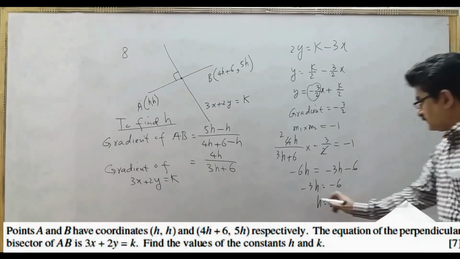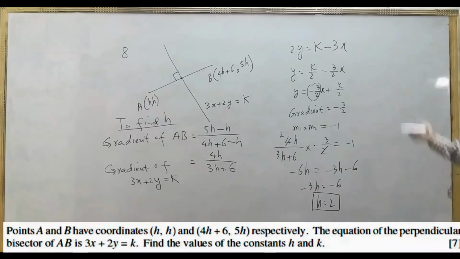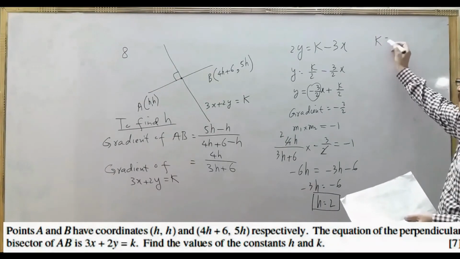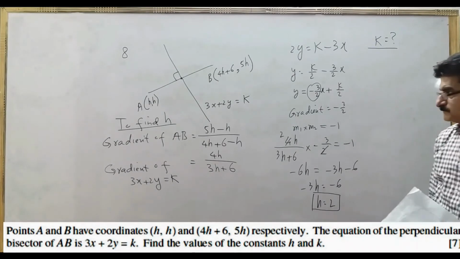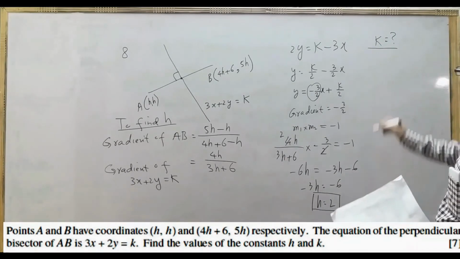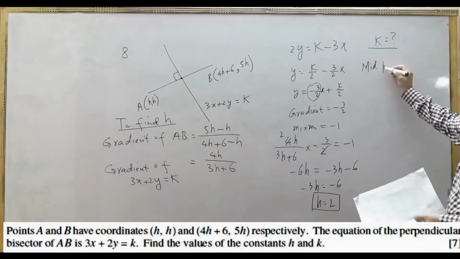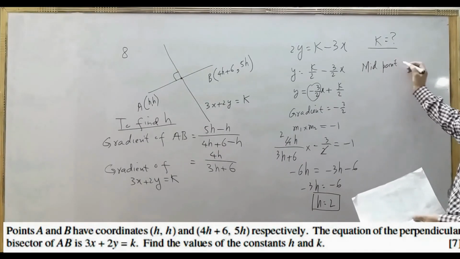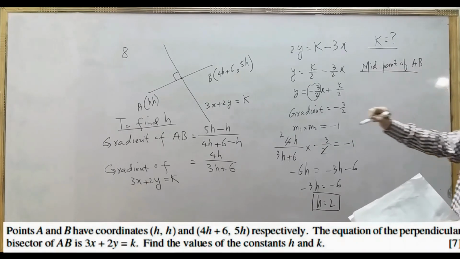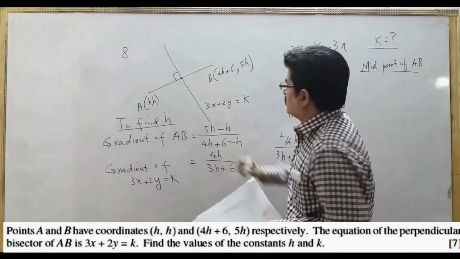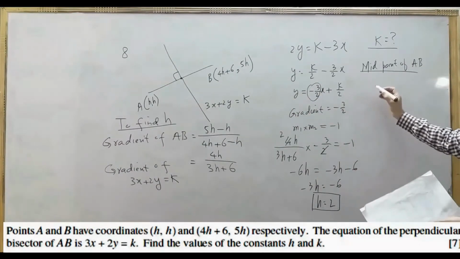So we have found one value, which is h. Now how will you find k? Our next step is to find k. Now the midpoint of AB, because the midpoint lies on this line.